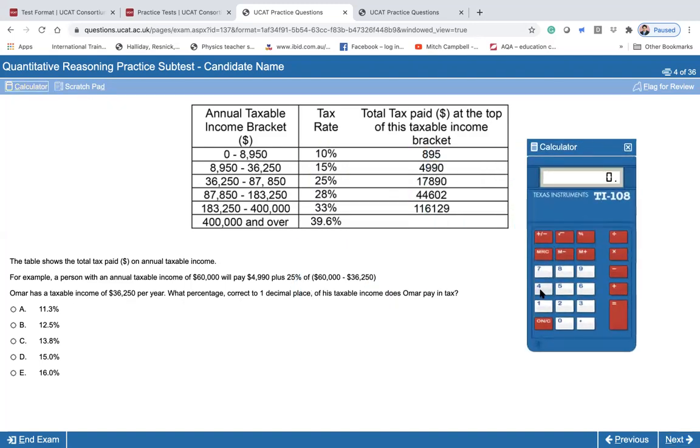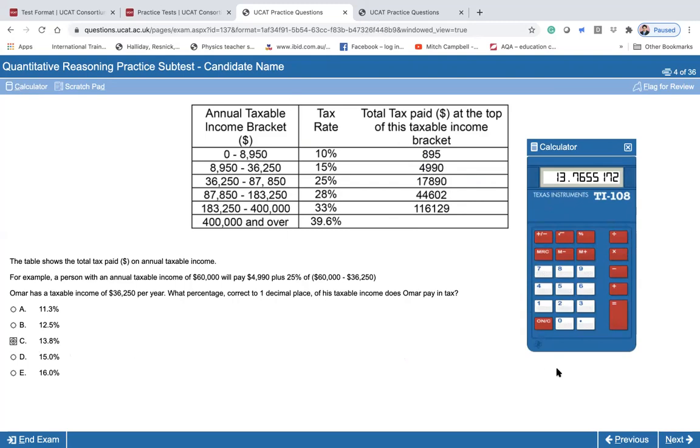So it is 4,990 divided by 36,250, and this needs to be multiplied by 100 to get the percentage, and you would get 13.76%. 13.76% is rounded to 13.8%. So your answer is C.